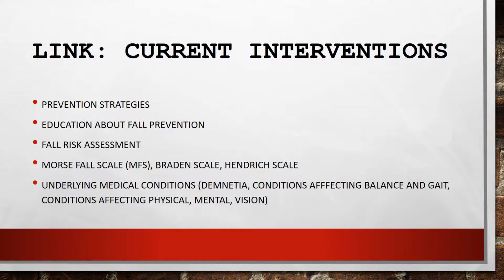Current interventions: prevention strategies, education about fall prevention, fall risk assessment, the Morse fall scale, Braden scale, Hendricks scale, and underlying medical conditions such as dementia, conditions affecting balance and gait, and conditions affecting physical, mental, and vision status.